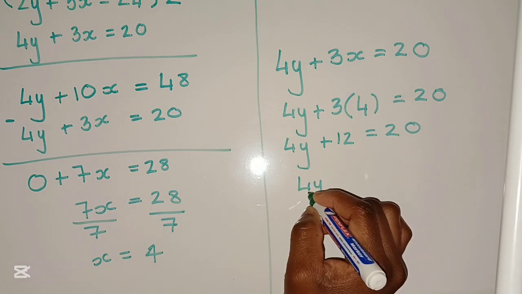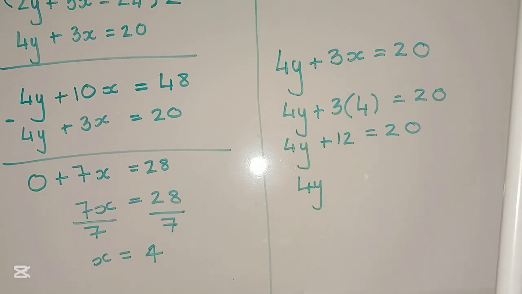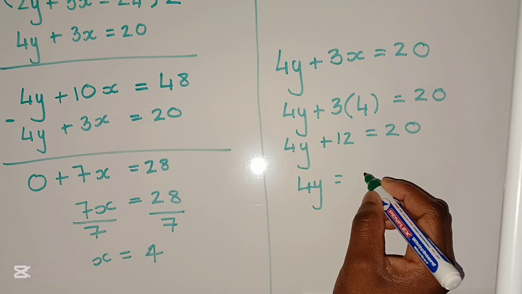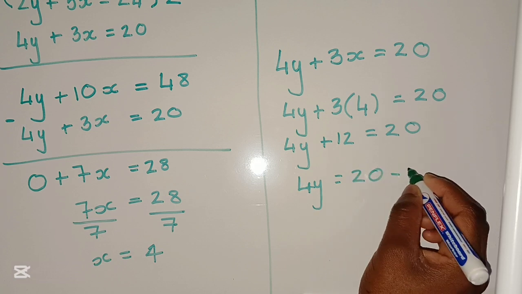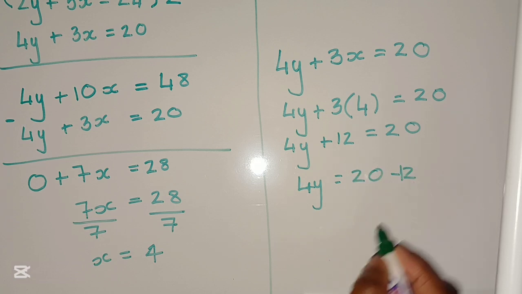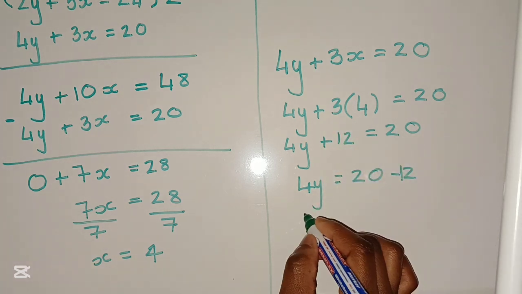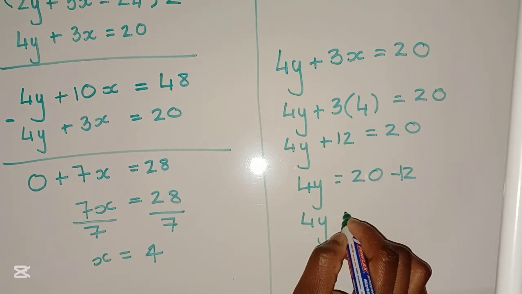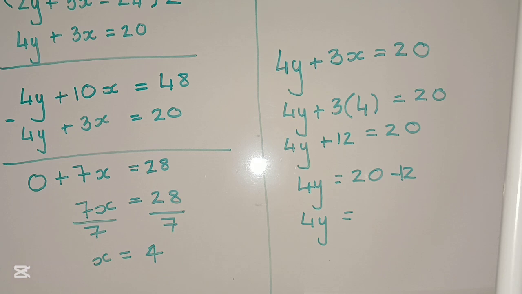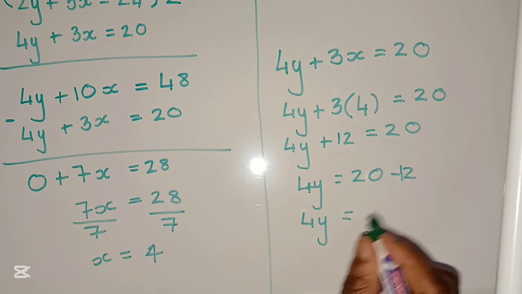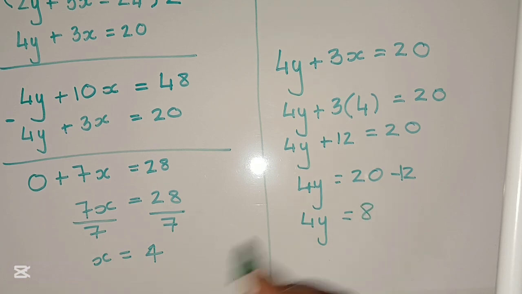Since it's already positive, I'll leave it on the side of the equal sign and say 20 minus 12. My sign changes because the 12 moved. 4y equals 20 minus 12, which is 8.